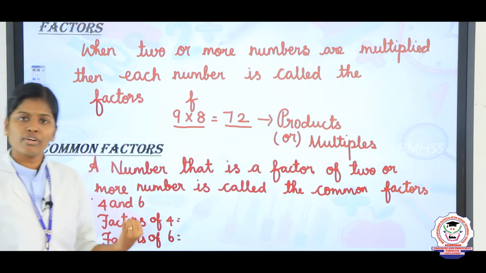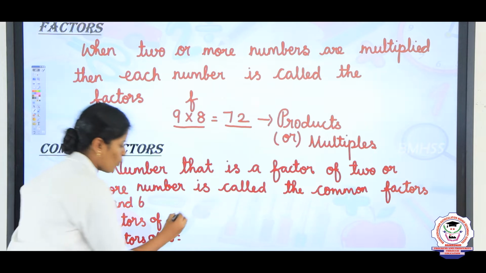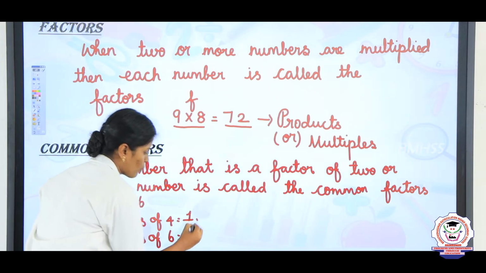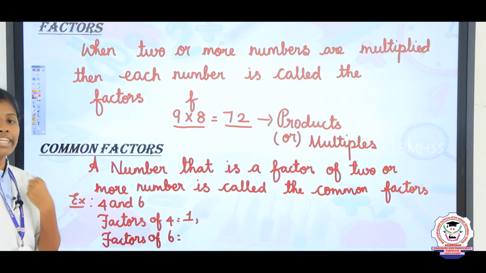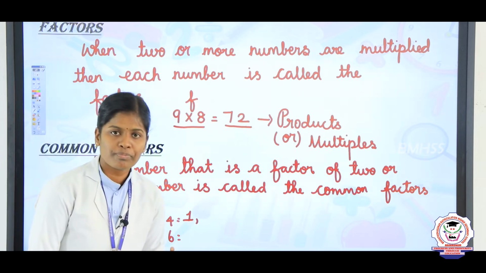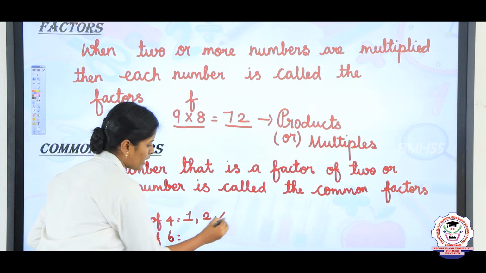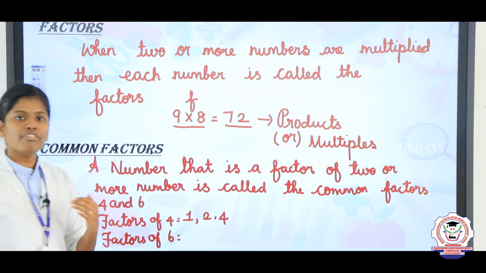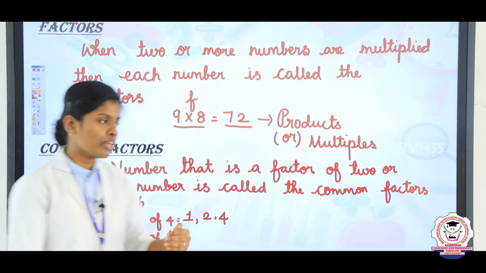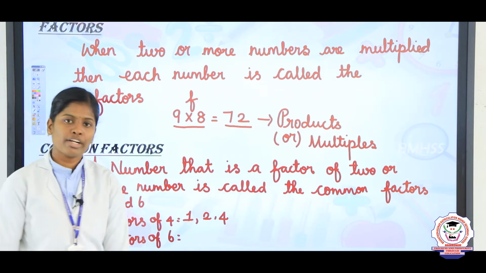1 table of 4? Yes, very good. 1 4 is 4. So 1 is a factor of 4. Then you take the 2 table. 2 table of 4? Yes, 2 2s are 4 and then 4 table of 4. Here 3 table of 4 is not possible. Then you take the 4 table. So the answer is 1, 2, 4.